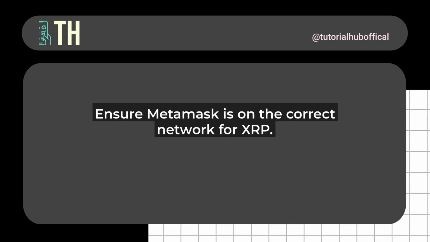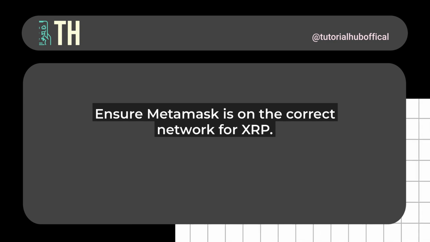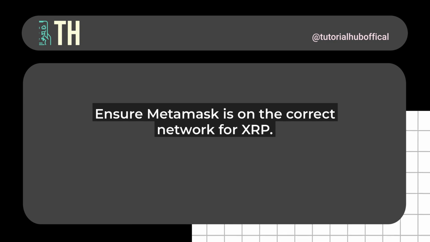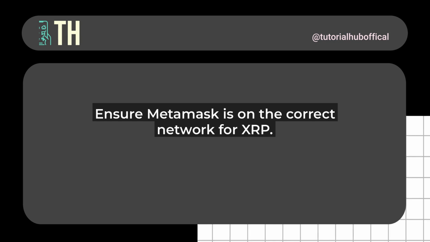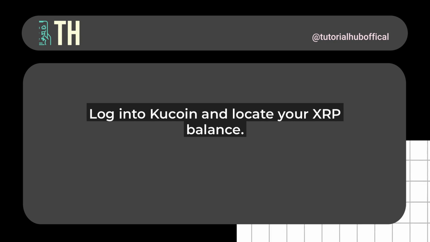XRP. Step 1. Log into your Kucoin account. Head over to the Assets or Wallets section and locate your XRP balance. Double-check that you have enough XRP to cover any withdrawal fees, which can vary based on network congestion.